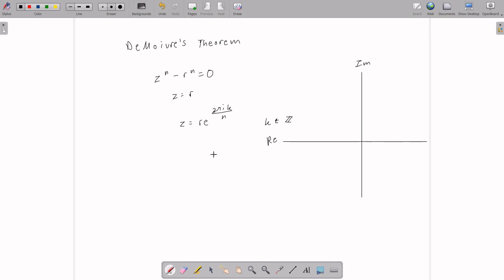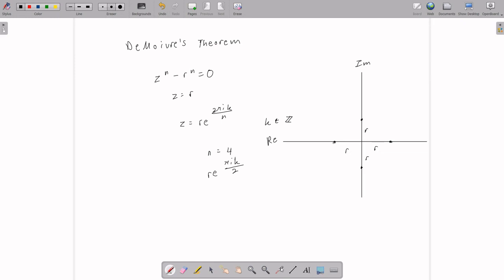Like if n happened to be 4, then this would be r times e to the pi i k over 2. And so if we plug in 0, then we'll get this point right here, such that this is a distance r away. If we plug in 1, then we'll get a point here, and this is also r away. If we plug in 2, my bad, then we'll get a point here. This is also r. And if we plug in 3, then we'll get this, which is also r. And if we plug in 4, we'll end up right back here. So yeah, like I said, there are only n values that you have to test for k.